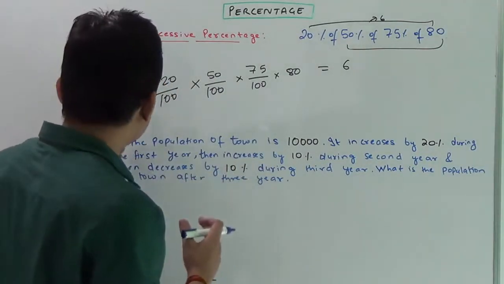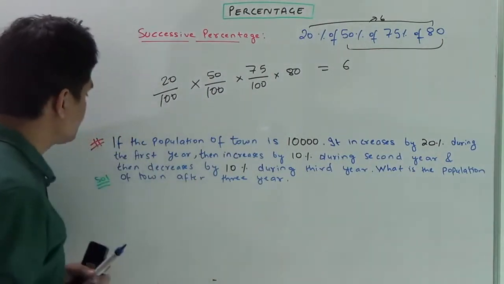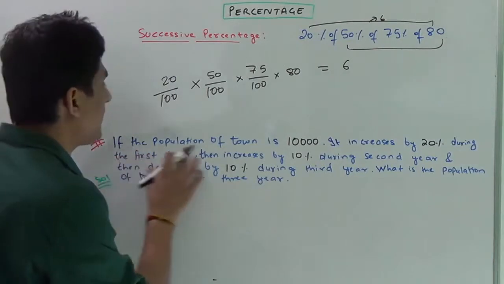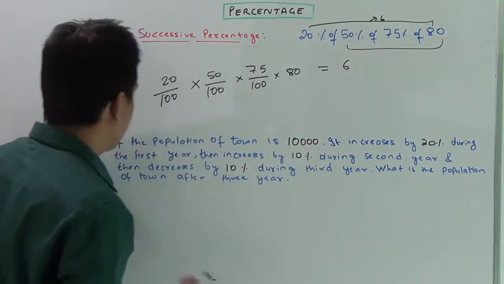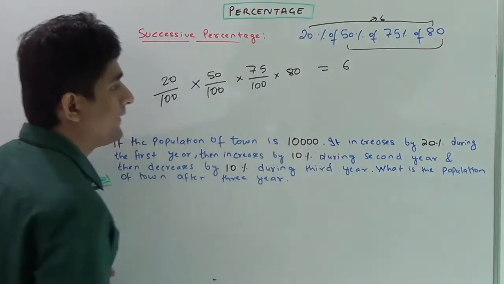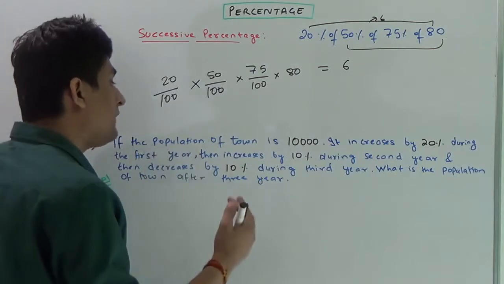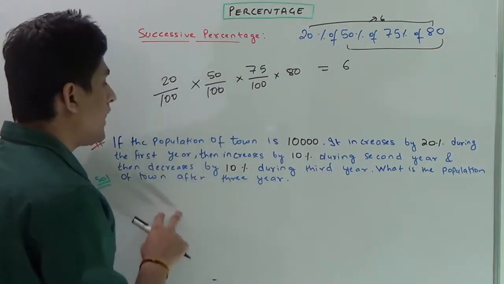So I've taken one simple example here. Let's try this also. The question says, if the population of a town is 10,000, it increases by 20% during the first year, then increases by 10% during the second year, and then decreases by 10% during the third year. What is the population of the town after 3 years?